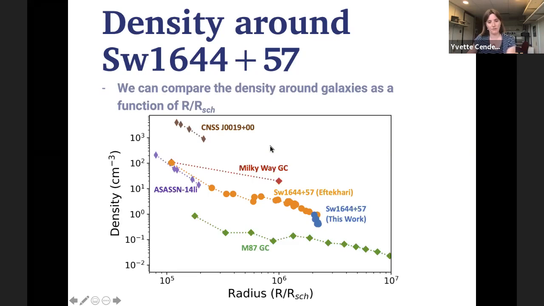I also just find it pretty amazing if you think about it. Swift J1644+57 is, if you convert the z, about 3.5 billion light years from us. And we have this amazing sampling of what the density is around the galactic center of this galaxy so far away from us. So that's pretty incredible if you think about it. But yes, that was the radio.